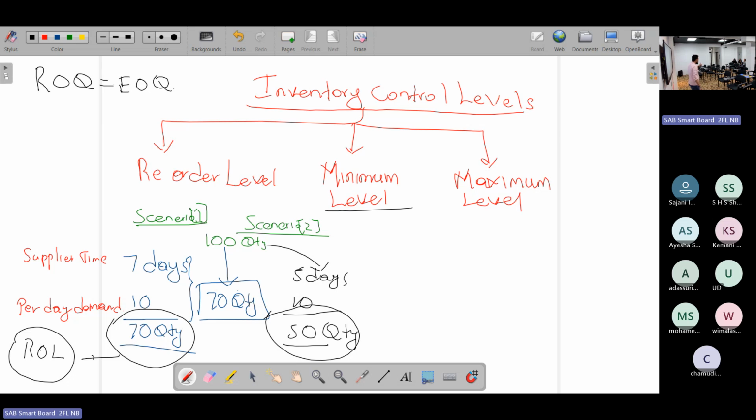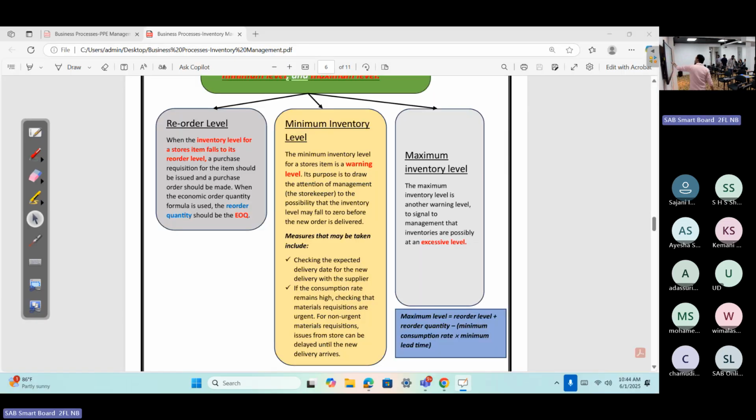First point, reorder level: at which point should I reorder? If my stock has reached 70, I should place my new order. That is called reorder level. Second question, reorder quantity: how much should I order? At the reorder level, how much? Reorder quantity equals EOQ. Clear? So the reorder quantity should be the EOQ.